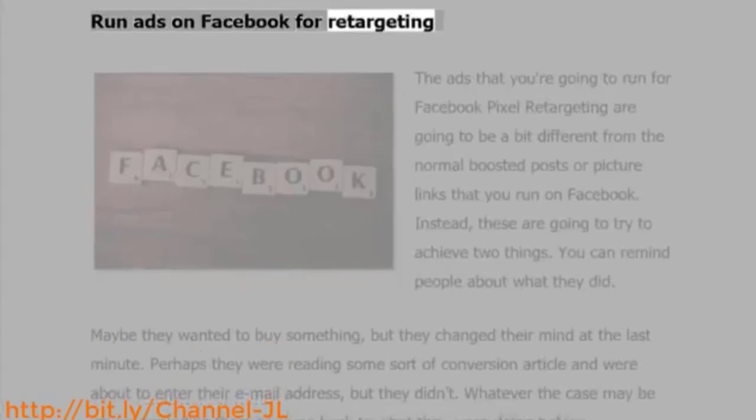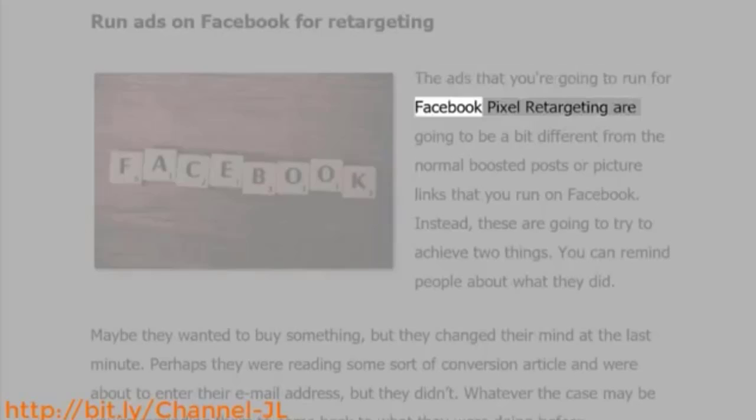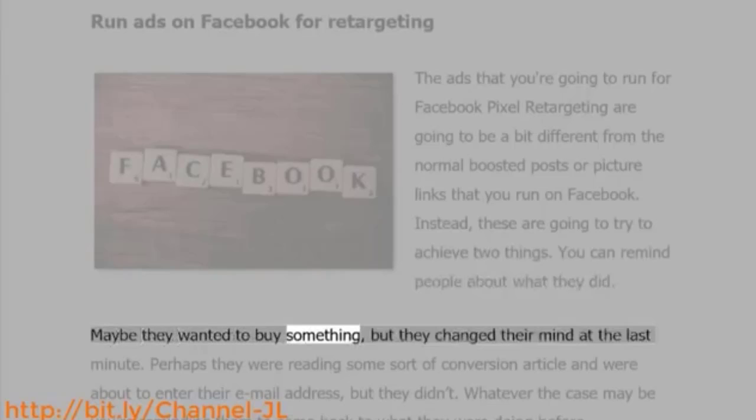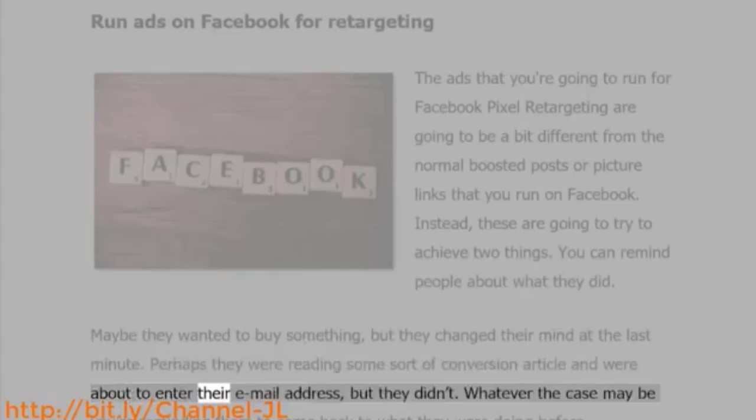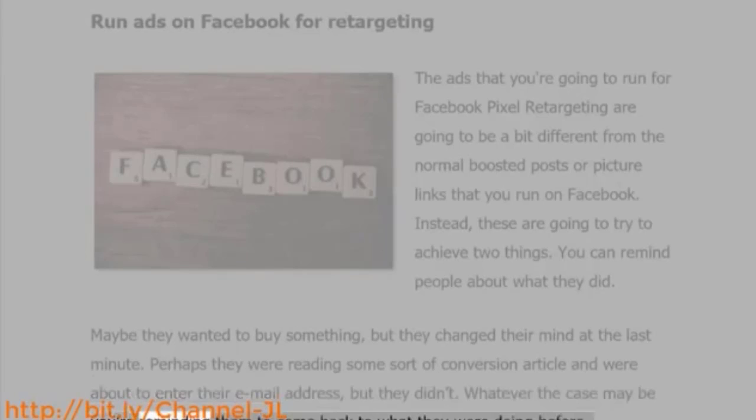Run ads on Facebook for retargeting. The ads that you're going to run for Facebook pixel retargeting are going to be a bit different from the normal boosted posts or picture links that you run on Facebook. Instead, these are going to try to achieve 2 things. You can remind people about what they did. Maybe they wanted to buy something, but they changed their mind at the last minute. Perhaps they were reading some sort of conversion article and were about to enter their email address, but they didn't. Whatever the case may be, you're reminding them to come back to what they were doing before.